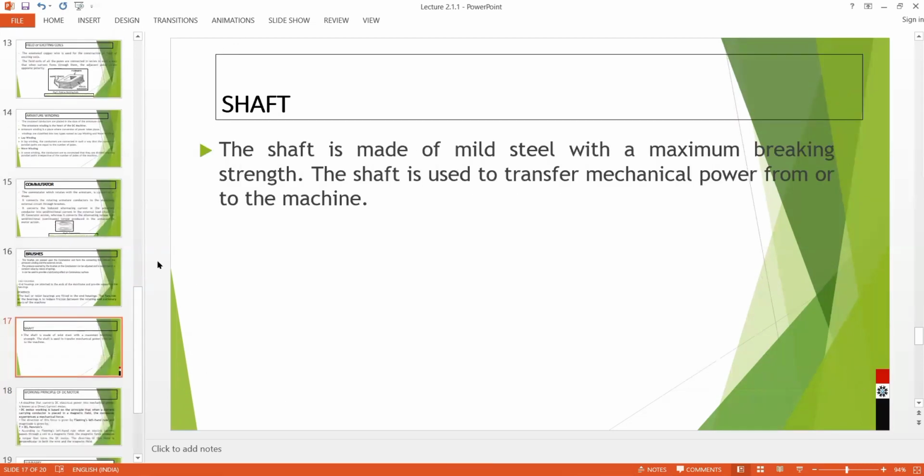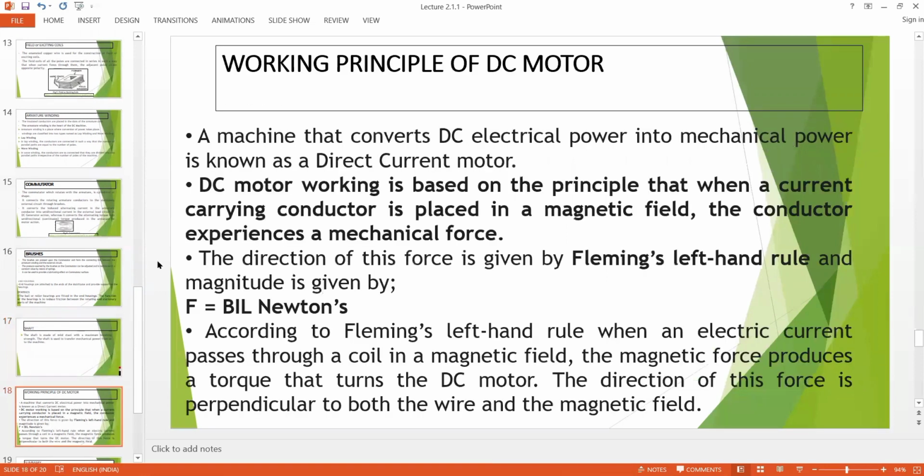Shaft, you know very well, is made of mild steel, with the required hardness. Mild steel basically has some amount of carbon in the steel so that its hardness can be increased, and it can be used for transferring mechanical power to or from the machine. Now, that was the construction part of the DC machine.